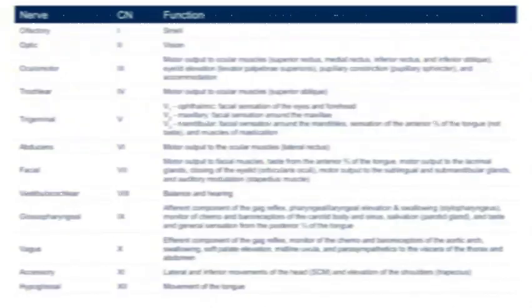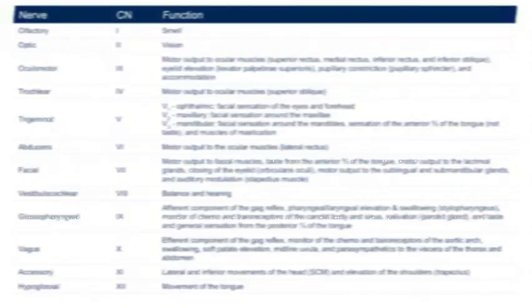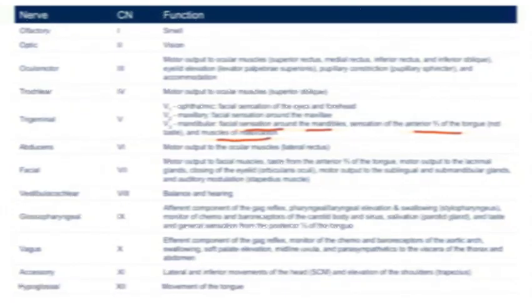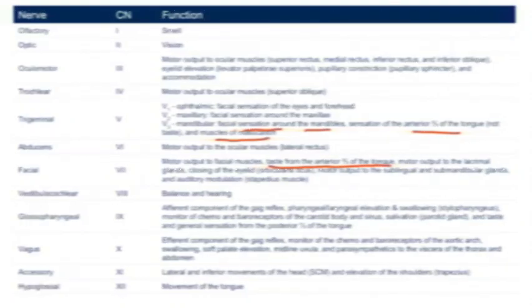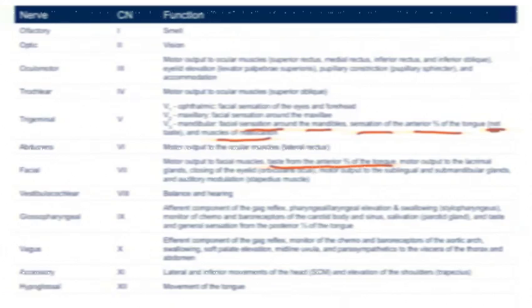As we can see from table 8.1 from your text, the mandibular branch of the trigeminal nerve is responsible for sensation around the mandibles, sensation of the anterior 2/3 of the tongue, as well as muscles of mastication. It's important to remember that taste of the anterior part of the tongue is innervated by the facial nerve and not the mandibular branch of the trigeminal nerve. Again, this is sensation of the anterior 2/3 of the tongue, but not taste.